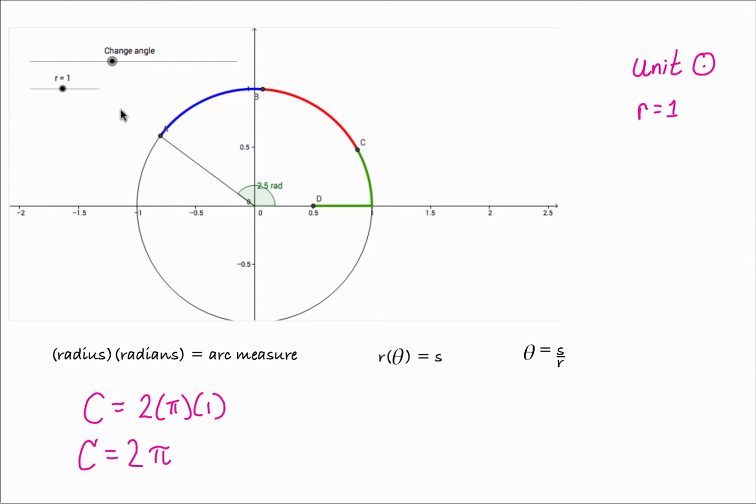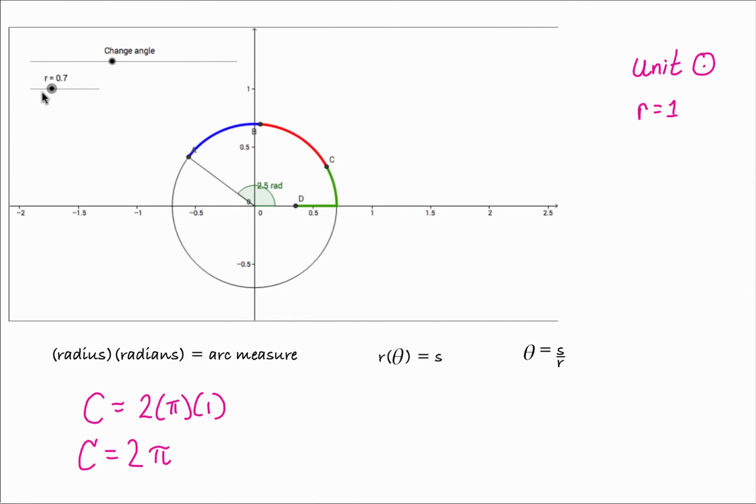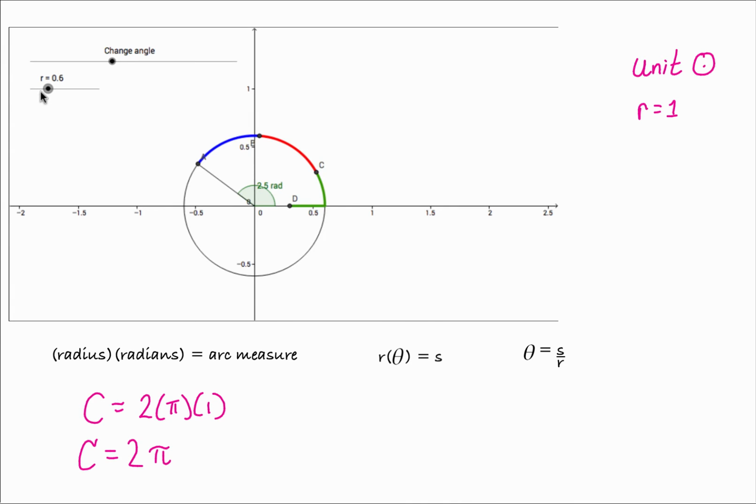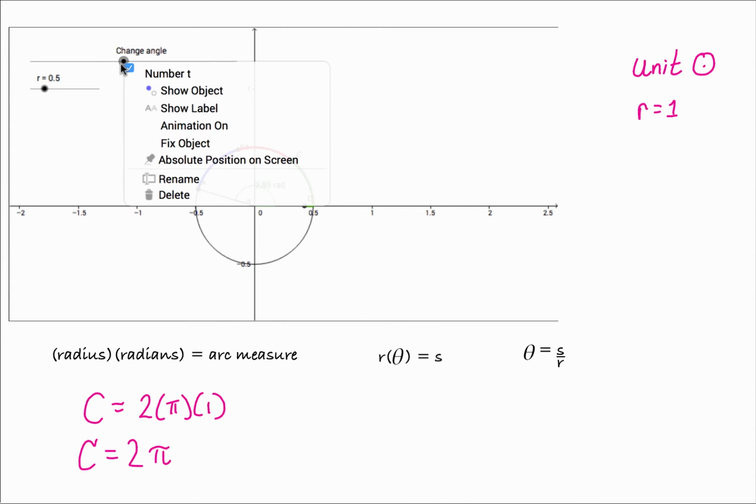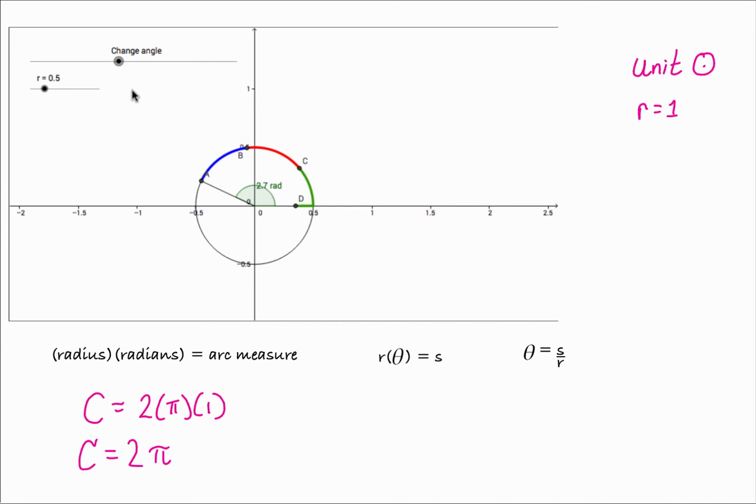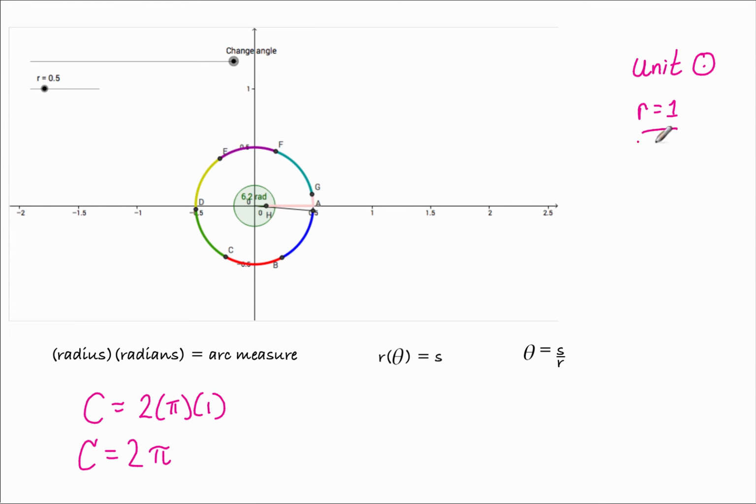Because we just showed you that if I do take this radius and change it to something else, let's say I take this radius and change it down to 0.5, we're still going to get the same thing. We're still going to have 3.14 is going to be pi, and 6.28 is going to be 2 pi. So let's not make it hard on ourselves, but let's work with always a radius of 1.